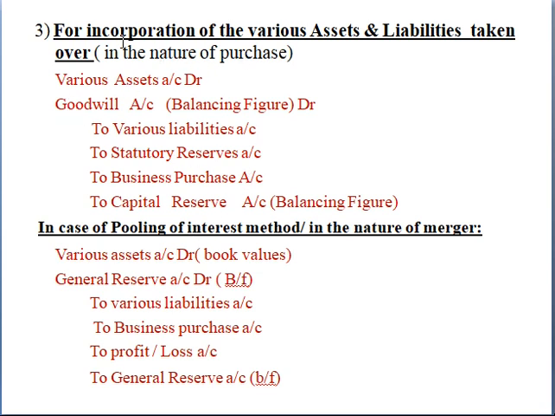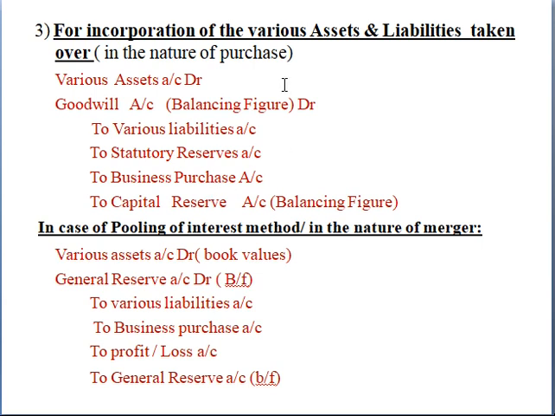If it is in the case of the purchase method, the entry is various assets account debit, to various liabilities account which is taken over. A few assets or liabilities will not be taken over, so such items are to be ignored. So assets account debit, to various liabilities account, to statutory reserves account, if it is given in your selling company that it is to be continued for further years. The next is to business purchase account. That's it, and you calculate the balancing figure.